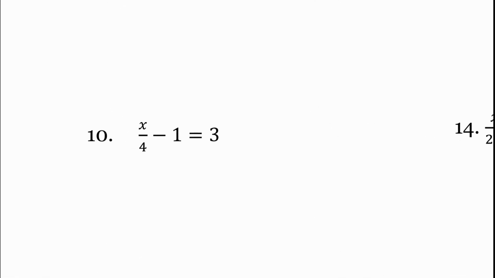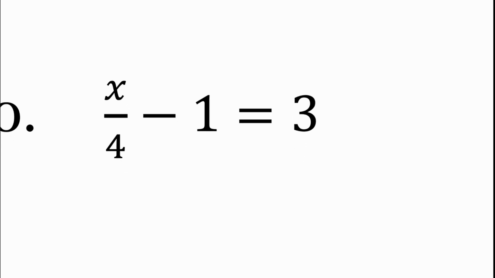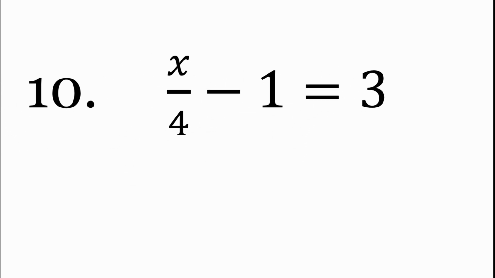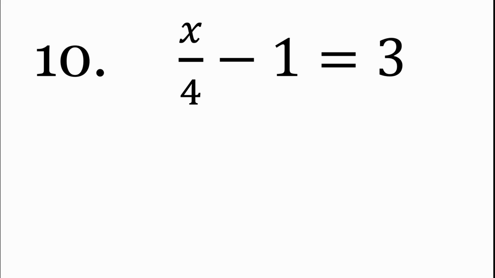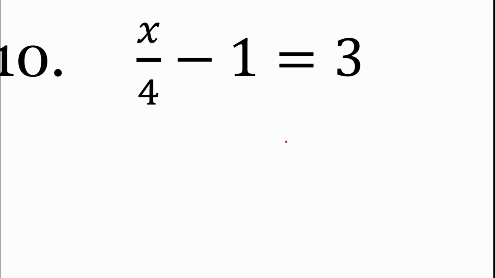I'll be discussing one more question from the second page of the assignment. Let's take this example. Question number 10: x by 4 minus 1 equal 3. My first step is to move the negative 1 to the right hand side. I'm starting with the equal sign, and 3 is already there on the right hand side. When negative 1 is leaving to the right hand side, the remaining term on the left hand side is x over 4. So x over 4 equal 3.